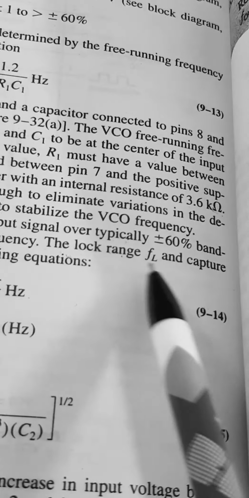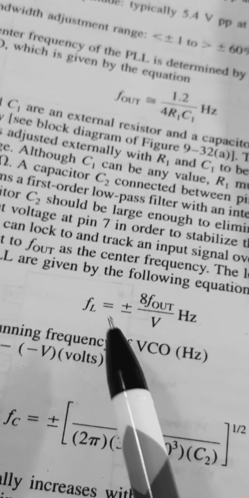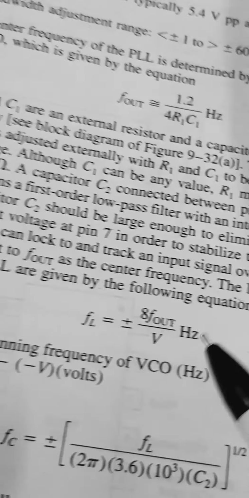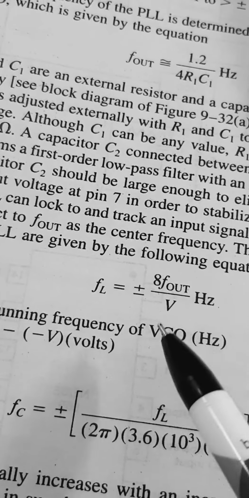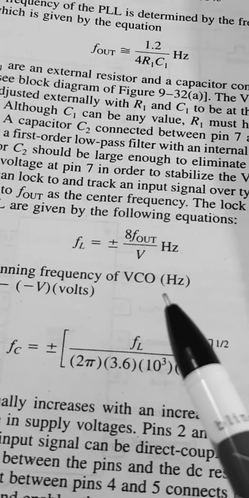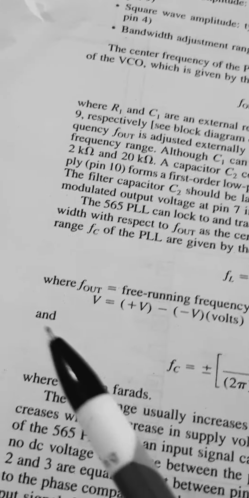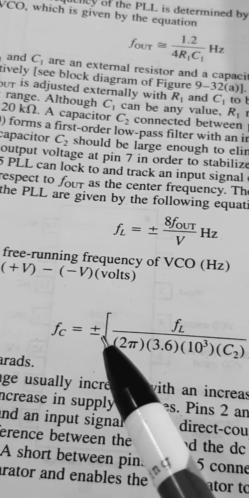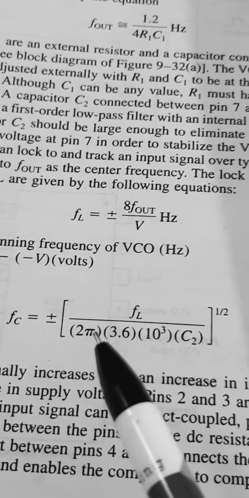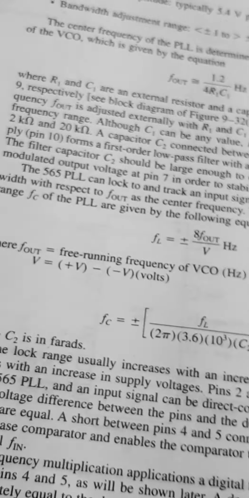The lock range FL and the capture range FC of the PLL are given by the following equations. The lock range FL is equal to plus or minus 8 F out by V hertz, where F out is the free running frequency of the VCO and V is plus V minus minus V volts, and the capture range FC is equal to plus or minus FL divided by 2 pi 3.6 into 10 to the power of 3 C2, raised to half.